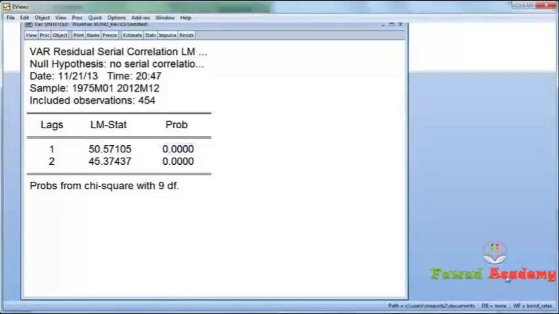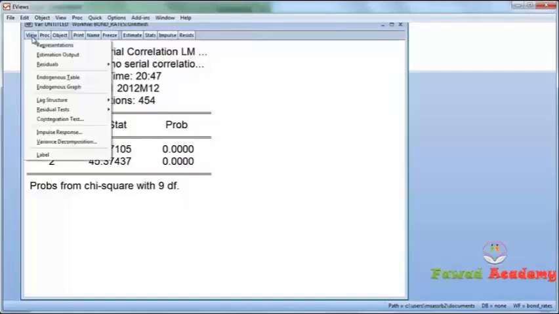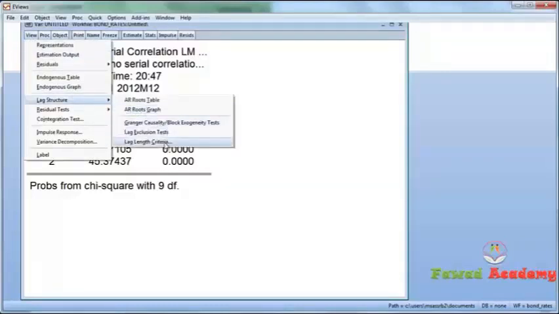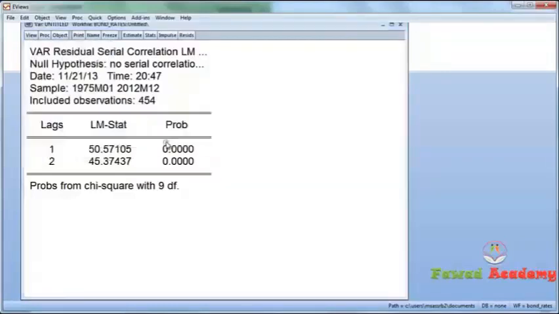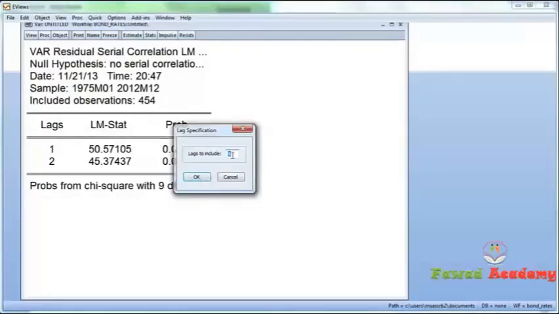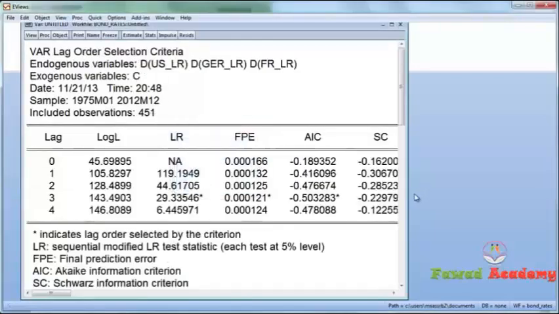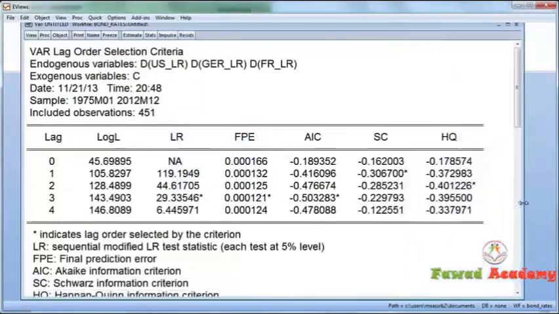So now that we've established that a var 1 is most likely not sufficient to model the dynamics, what we shall do now is to see whether we can find out what lag order we should use. So we go to View, Lag Structure, and we go to Lag Length Criteria. And let's select 4. We'll let EViews choose between var models up to order 4. And this is the table we get. Okay, so it's the table with our information criteria.